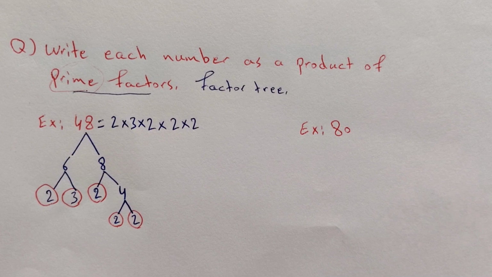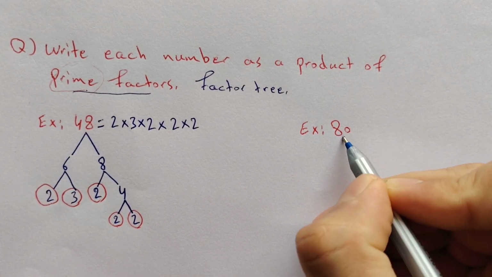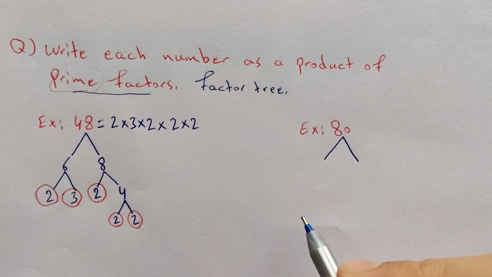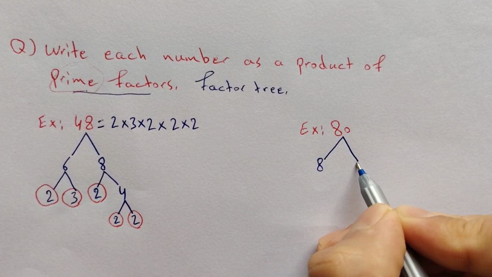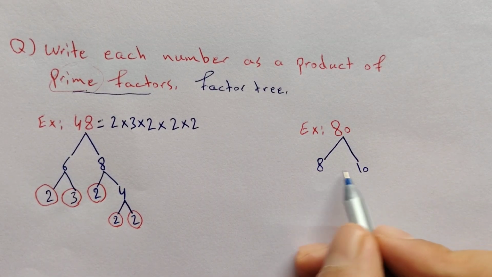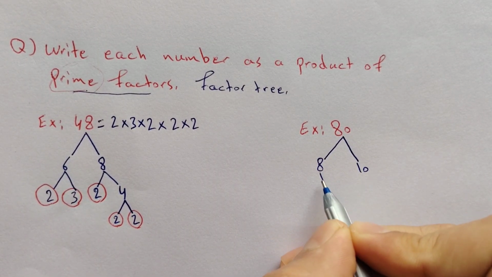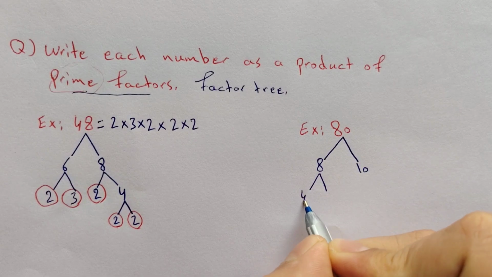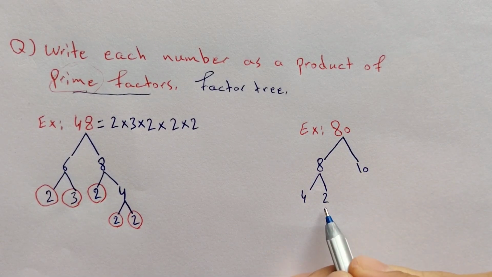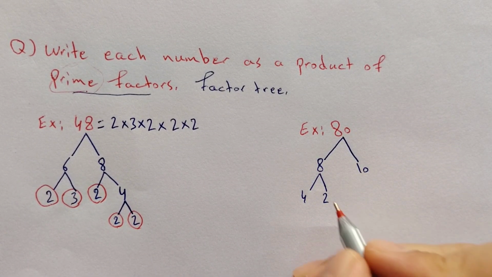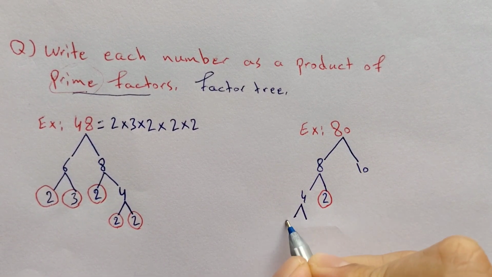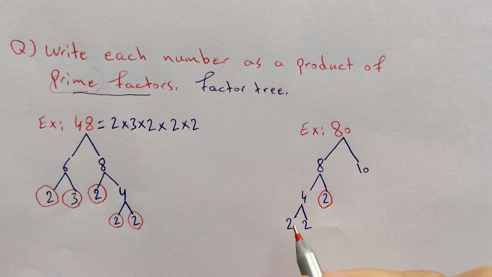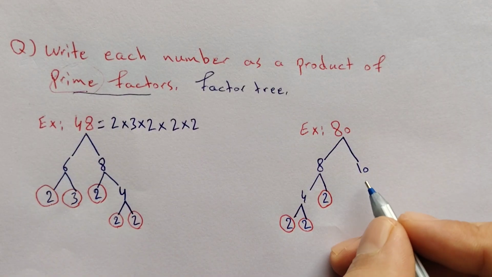Okay, now the next one is 80. Still, I'm gonna use a factor tree. Try to use the easiest multiplication. The easiest multiplication here is 8 times 10. Now, none of them are prime numbers, so I'm gonna break them apart and write 4 times 2. 2 is a prime, so we don't touch 2 anymore, we leave it, but we change the 4 to 2 times 2. Now this side, all of them are prime, we leave them, and we go to the 10.